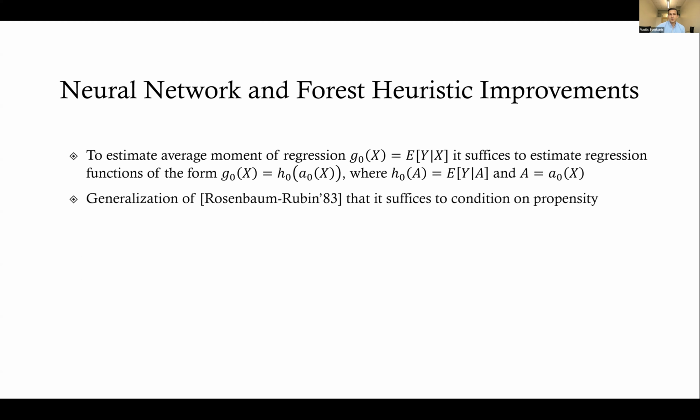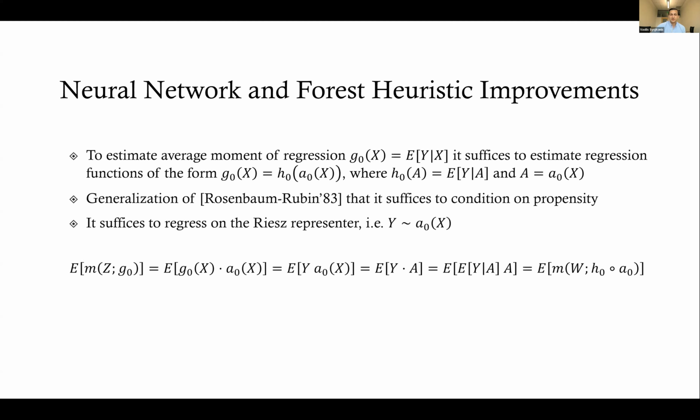It always suffices to estimate a regression function that is just a function of the Riesz representer. So you don't really need to condition on all of X, but you only need to condition on the Riesz representer A naught of X if you want an unbiased estimate of the average treatment effect. In fact, it suffices to just run a linear regression with respect to the Riesz representer, and you will still get an unbiased estimate of the treatment effect. Although it won't be efficient, it'll still be unbiased. So the Riesz representer really carries the sufficient information that you need to control for to get an unbiased estimate of your target parameter.